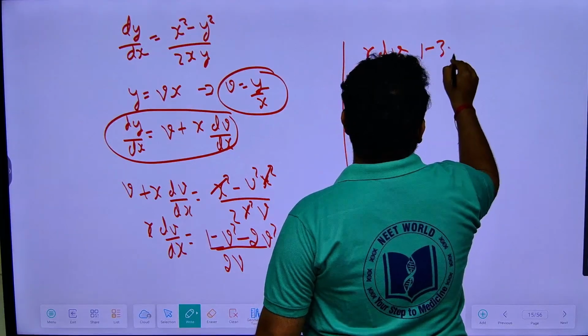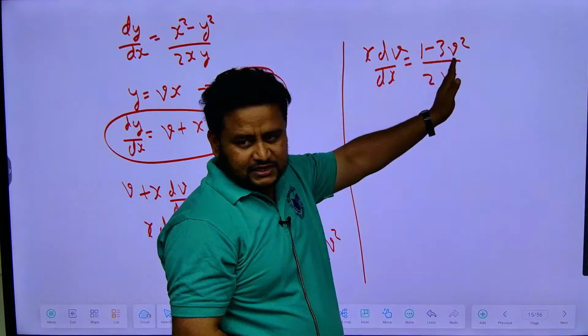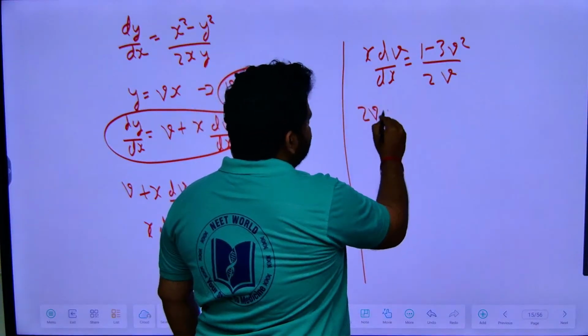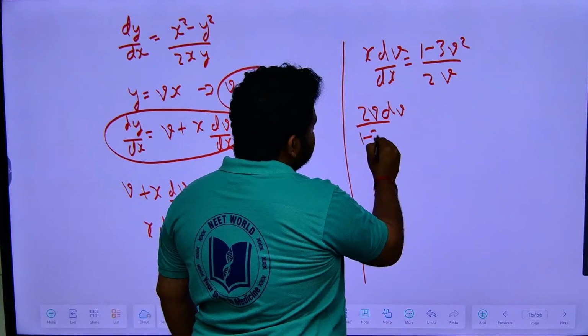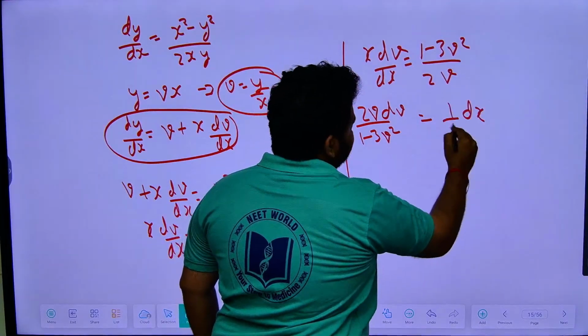1 minus 3v square by 2v. Now dv is here, but the v terms are here. So I will send them towards dv. So this will become 2v into dv by 1 minus 3v square. dx I will send to this side. This will become 1 by x.